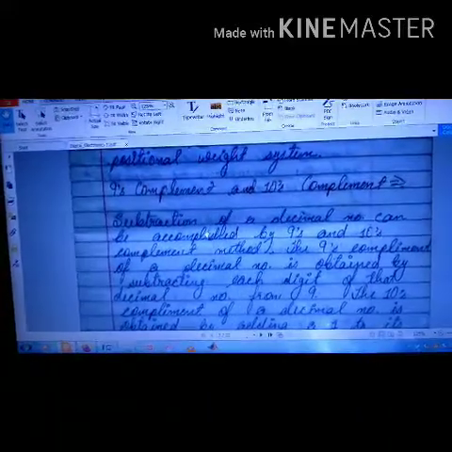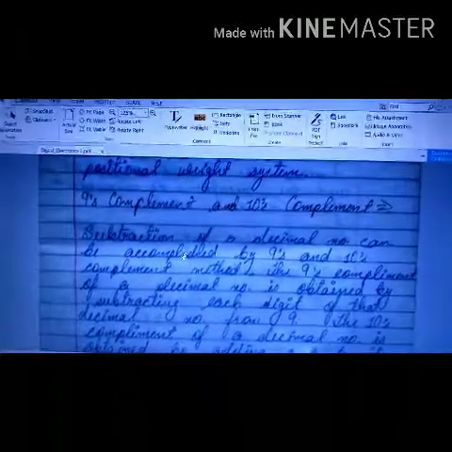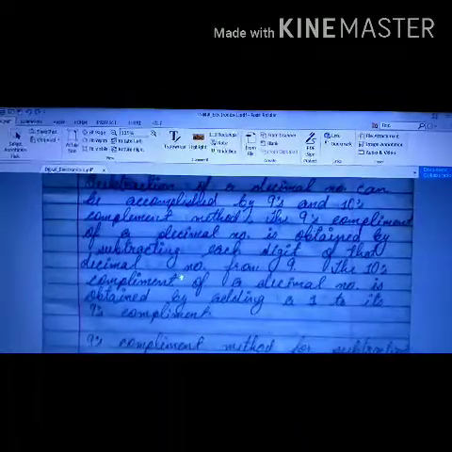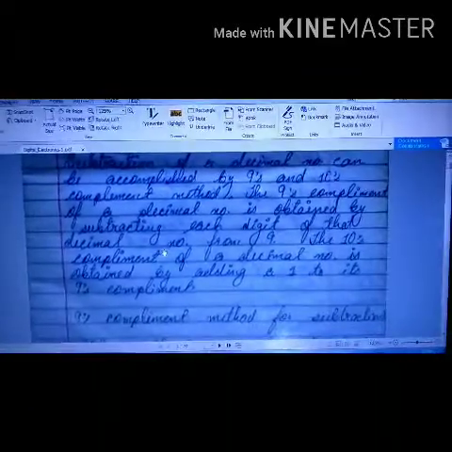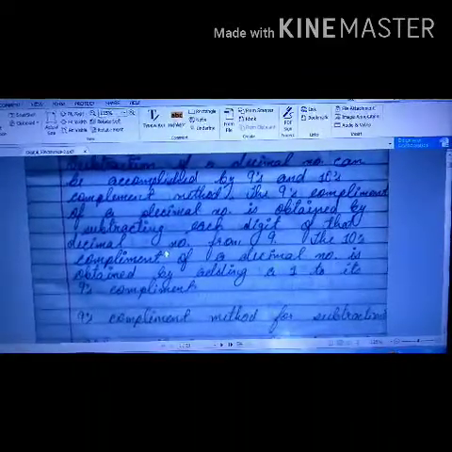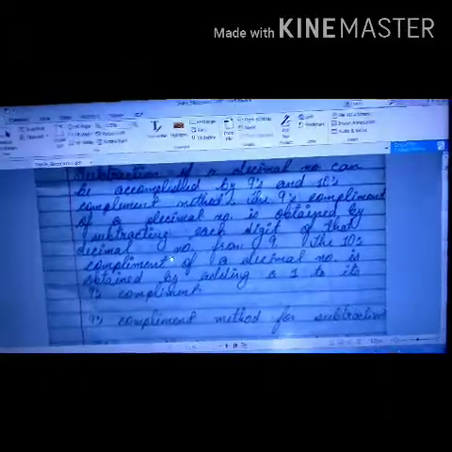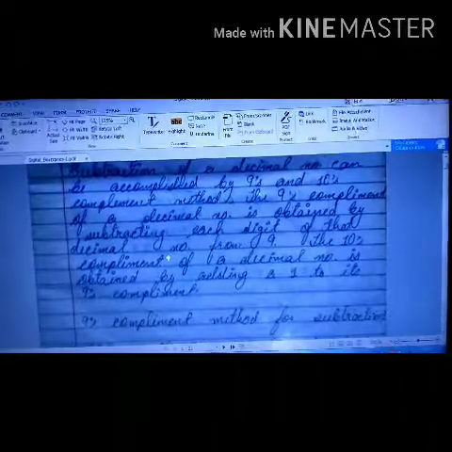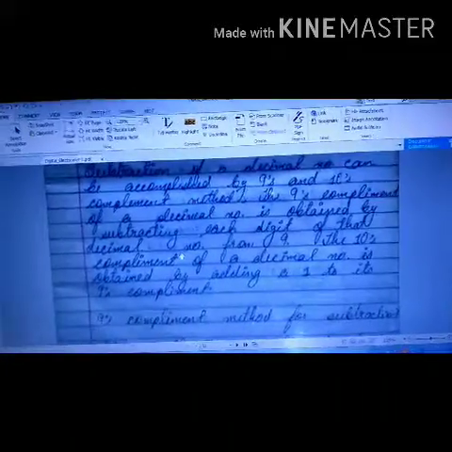In a similar manner, the 10's complement of a decimal number is obtained by adding 1 to its 9's complement. We just found out that the 9's complement of 1111 is 8888. If I add 1 to it, it becomes 8889. So 8889 is its 10's complement.